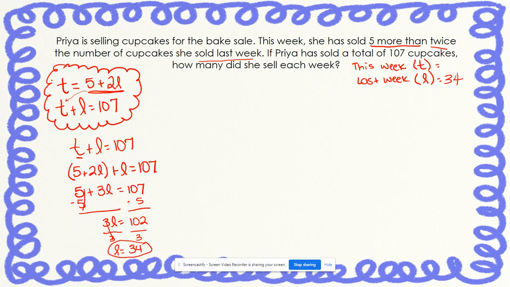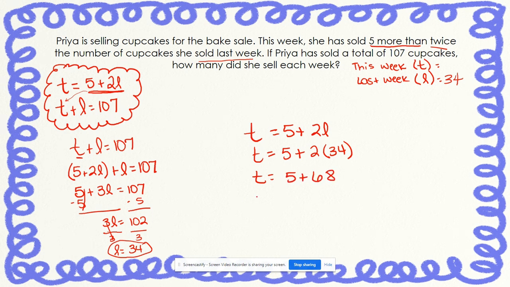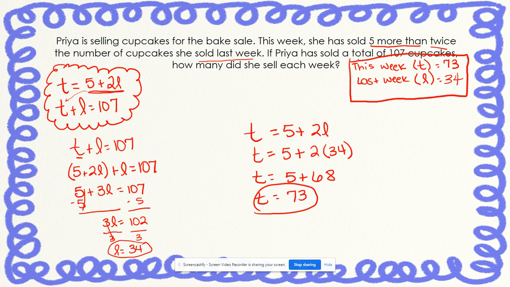Now I'm going to use that to figure out how many cupcakes she sold this week. I'm going to use my first equation, which is this week, t, equals 5 plus 2 times last week. Well, now I know that last week she sold 34, so it's going to be 5 plus 2 times 34. I'm going to multiply 2 times 34, which gives me 68. So now it's 5 plus 68. And when I do 5 plus 68, I get 73. So this week, she sold 73 cupcakes, and last week she sold 34 cupcakes.